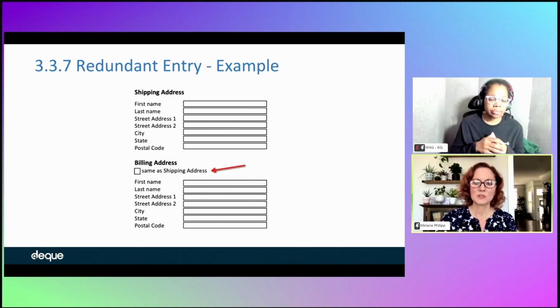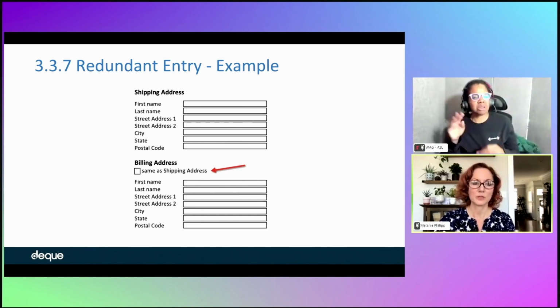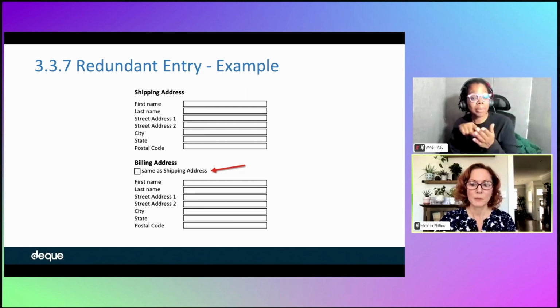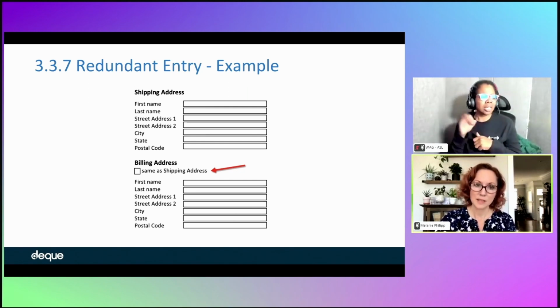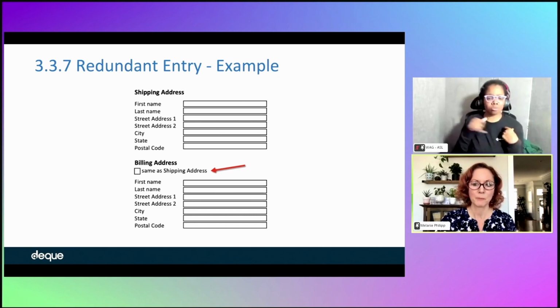So this slide shows an example of a form you've likely seen on an e-commerce site where you've entered your shipping address and then it asks you to add your billing address. But instead of having to re-enter the same information twice, there's a checkbox there which allows you to indicate that your billing address is the same as your shipping address. That is an example of meeting redundant entry.